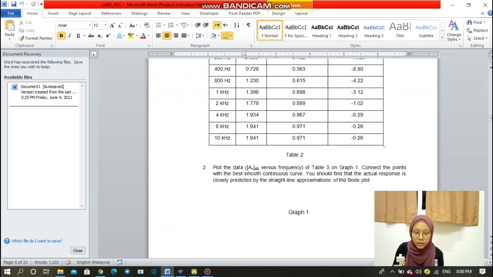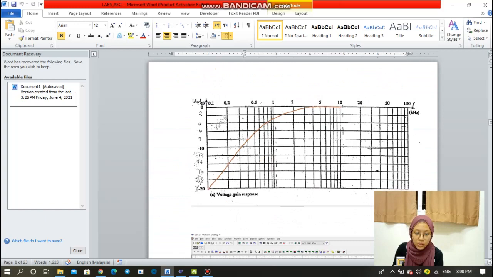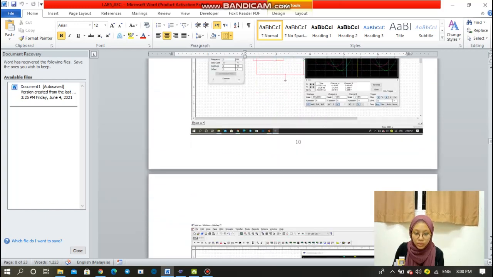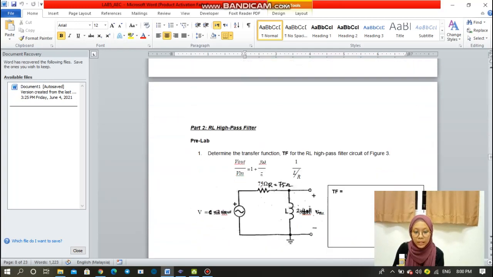So after we fill in all the table, we just plot the graph. So this is the graph that we did. So that's all from me. Thank you.